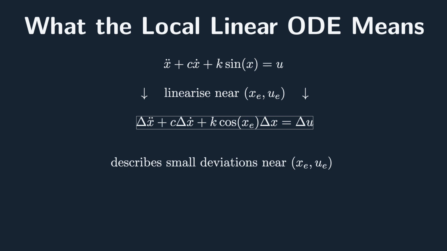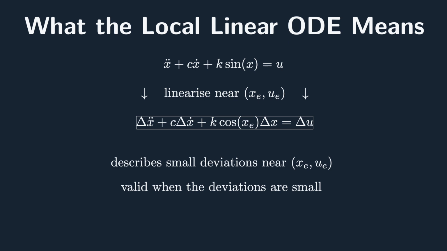So, delta x is not the original position. It is the deviation from x sub e. And delta u is not the original input. It is the deviation from u sub e. This linearized equation is only intended to be valid near the equilibrium point, where the deviations are small.